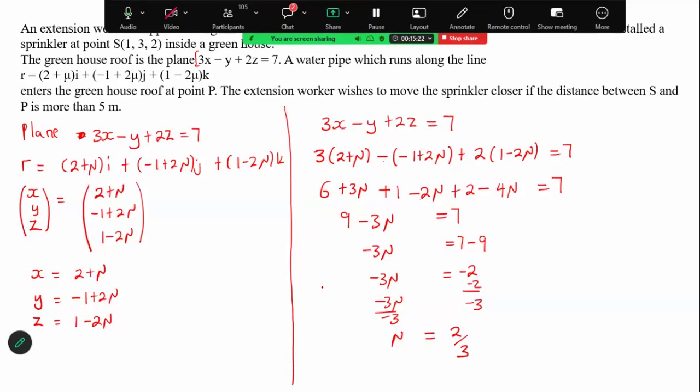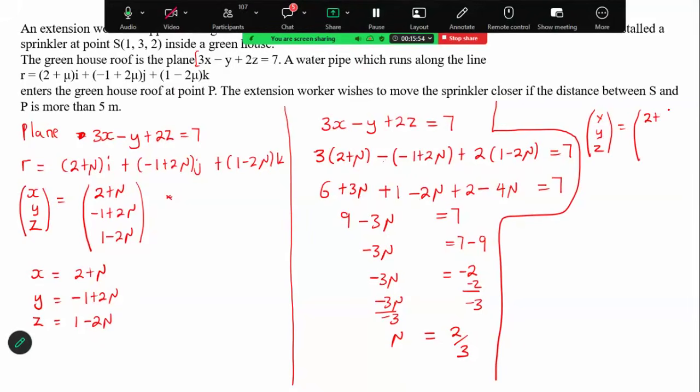Now, what are we looking for? Now that we have obtained our value of mu, we are going to find out where they are meeting. So in order for us to get the meeting point, we are going to come back here and substitute our mu into our equation for the line. So I'm going to come here and I say now our x, y, and z will equal to 2 plus mu. So where there is mu, we put 2 out of 3. Negative 1 plus 2 times 2 out of 3.